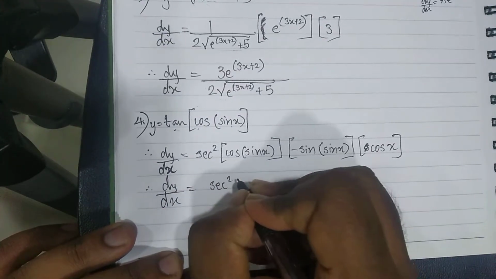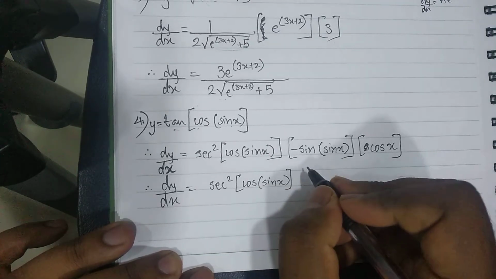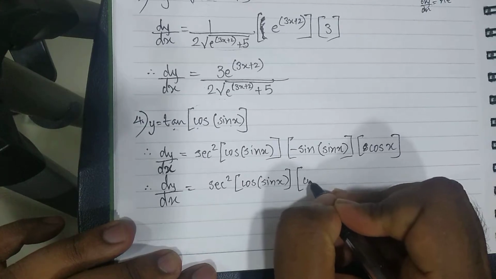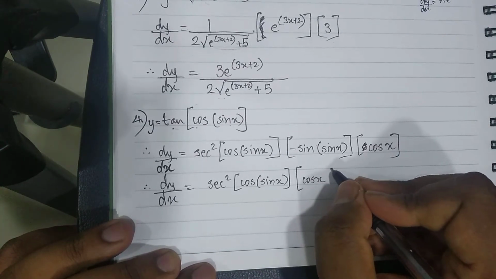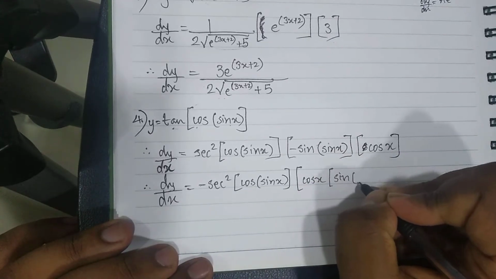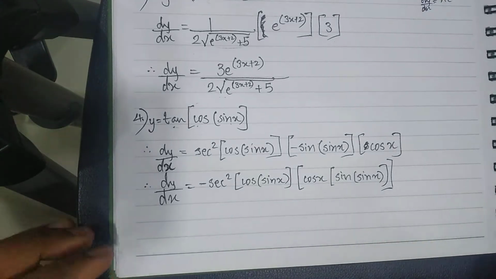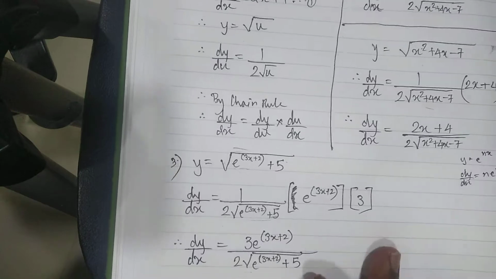Of course you can take out the brackets and write this a little bit more systematically. So sec square cos sin x times cos x into, this minus sign will come out straight away, sine of sin x. Alright, so this is how you do it directly. I'll just take another problem, take a tougher one. Yes, so we can try this one out.